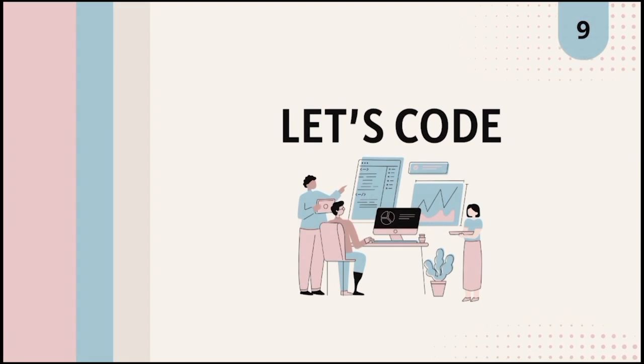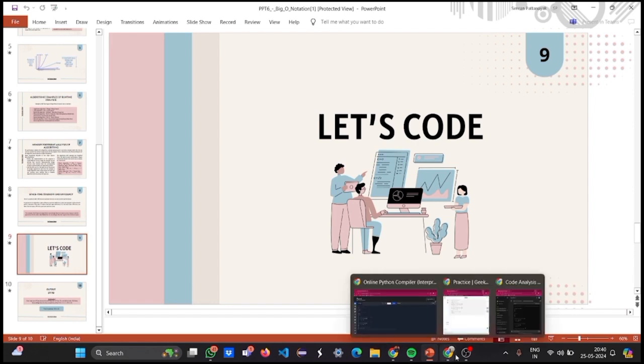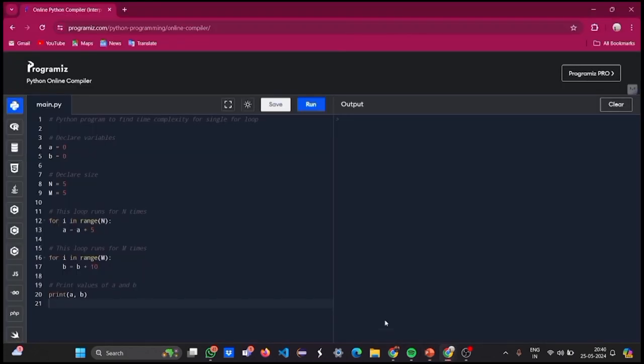Next, let's look at the code. Now, DSA is not only about theory, it's about coding as well. So I have already written a code for you. We have a program to find the time complexity for a single loop. This is in Python. We have declared the variables and the size, and we have a loop running n times and a loop running m times, and we are going to print the values of a and b.